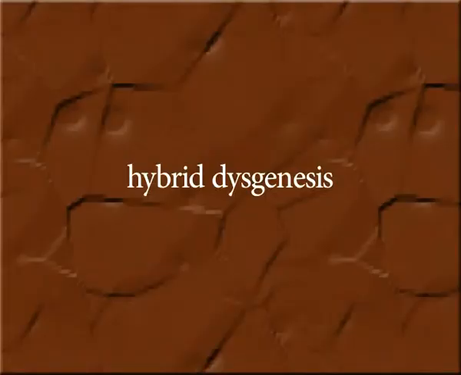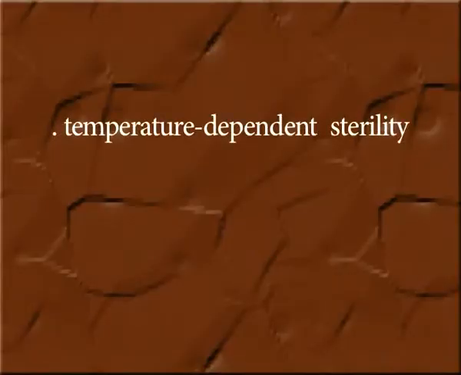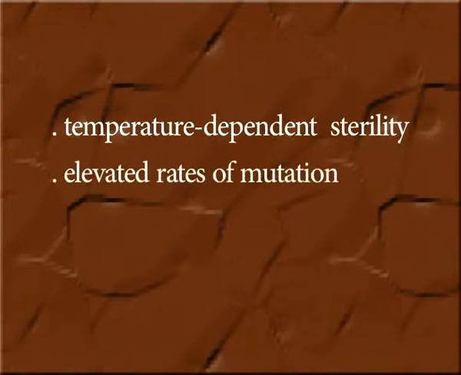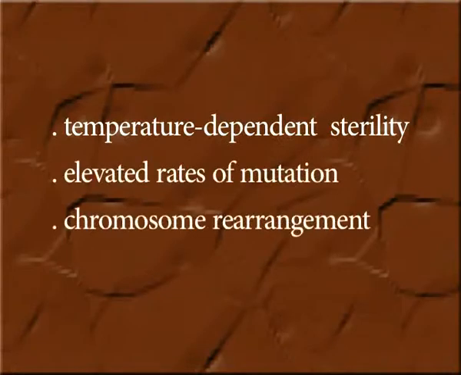P elements do not utilize an RNA intermediate during transposition and can insert at many different positions in the Drosophila chromosomes. The transposition of a P element is controlled by repressors encoded by the element. When P elements are mobilized, they produce a syndrome of traits known collectively as hybrid dysgenesis. These traits include temperature-dependent sterility, elevated rates of mutation, chromosome rearrangement, and recombination.